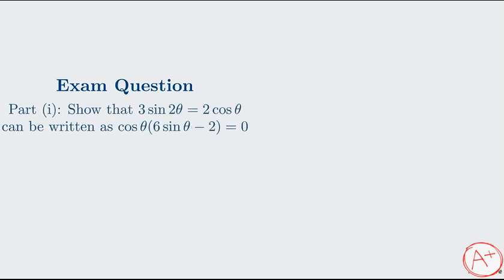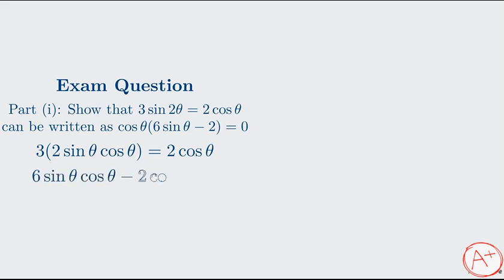Now, let's look at a question typical of a Cambridge 9709 past paper. Consider the equation 3 sine 2 theta equals 2 cosine theta. We are asked to show it can be rearranged for solving. First, we apply the double angle formula. Sine 2 theta is 2 sine theta cosine theta. This is the crucial step to make the arguments the same.